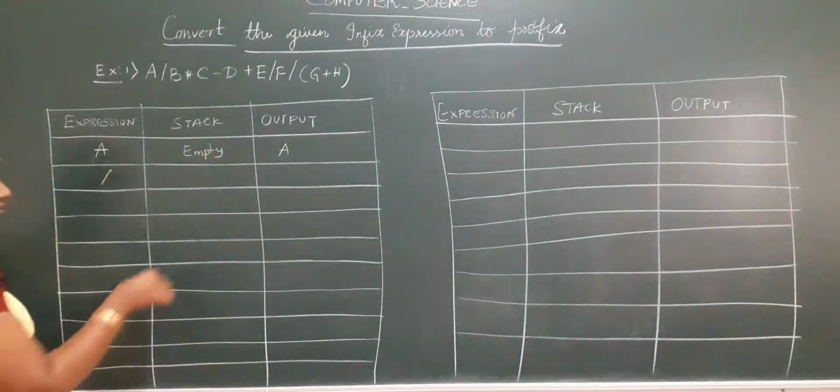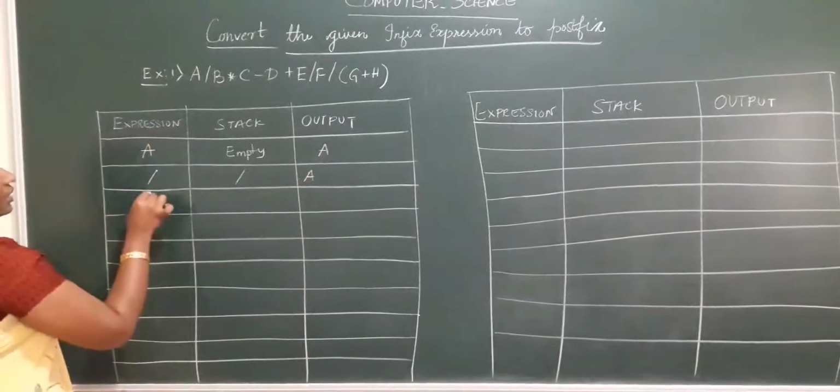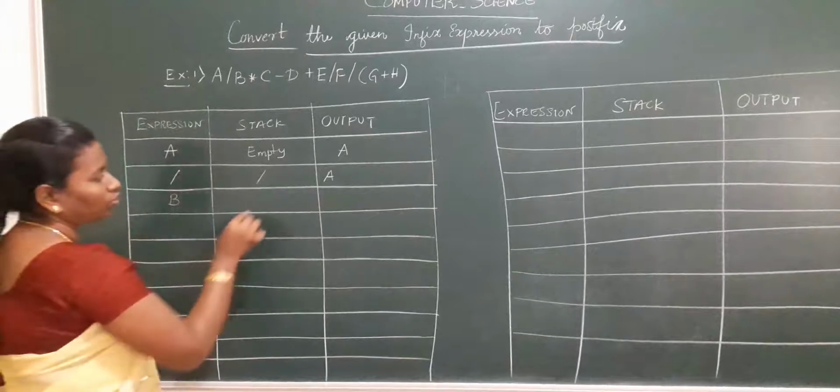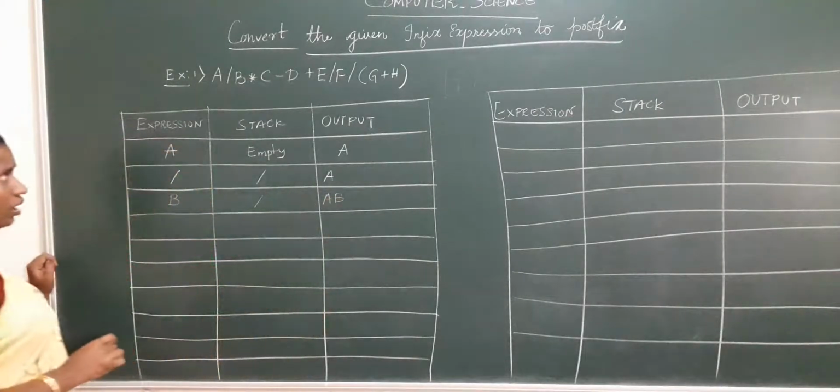Now division is an operator, and put it inside your stack. Your output will have A as it is. Next I have B. So where does B have to go? B is an operand. It has to go to your output.